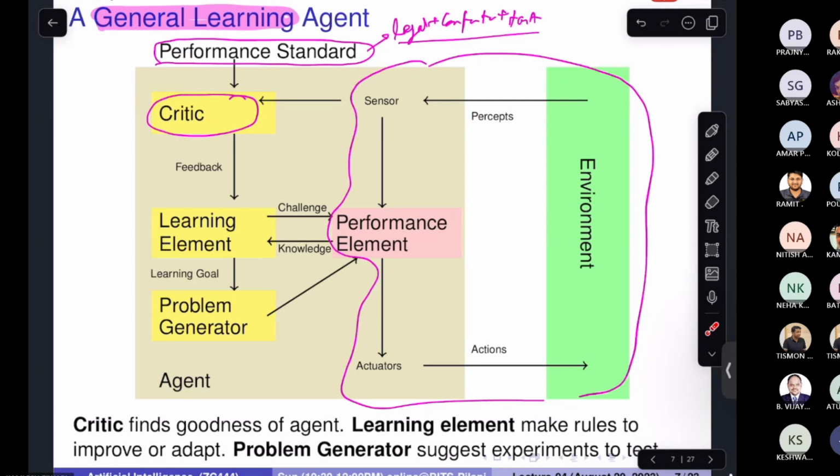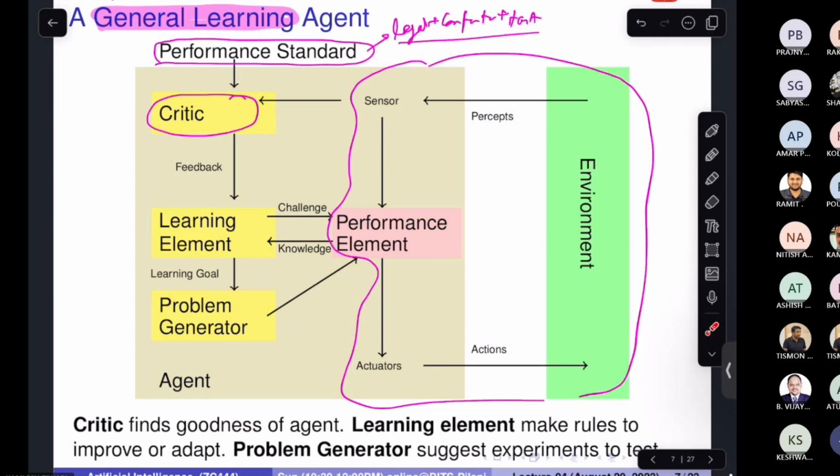Someone asked about the problem generator. We have not talked about the problem generator yet; we have talked about the learning element. The learning element is saying, based on the feedback from the critic, I will see what knowledge you have. I will open all your things, see why this went wrong, and then provide a challenge. Challenge means: can you correct these things? It looks like there is a problem. Would you like to change this particular part?